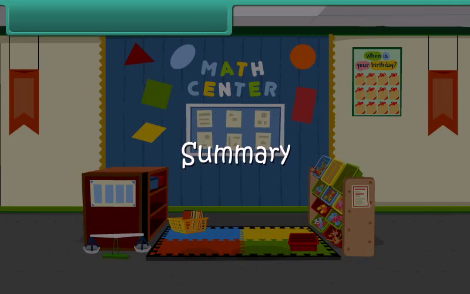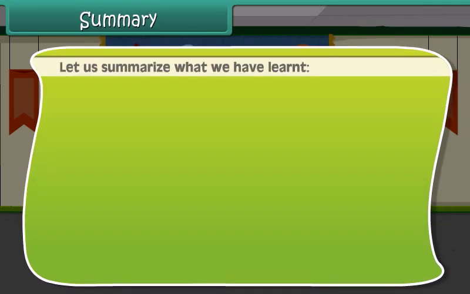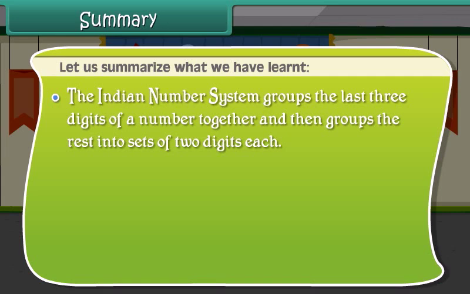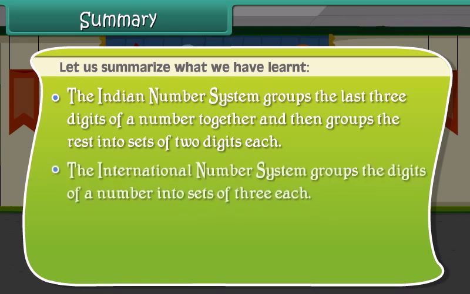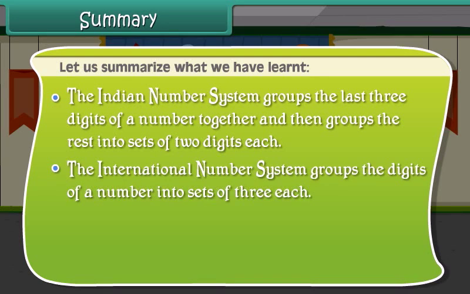Summary. Let us summarize what we have learned. The Indian number system groups the last 3 digits of a number together and then groups the rest into sets of 2 digits each. The International number system groups the digits of a number into sets of 3 each.